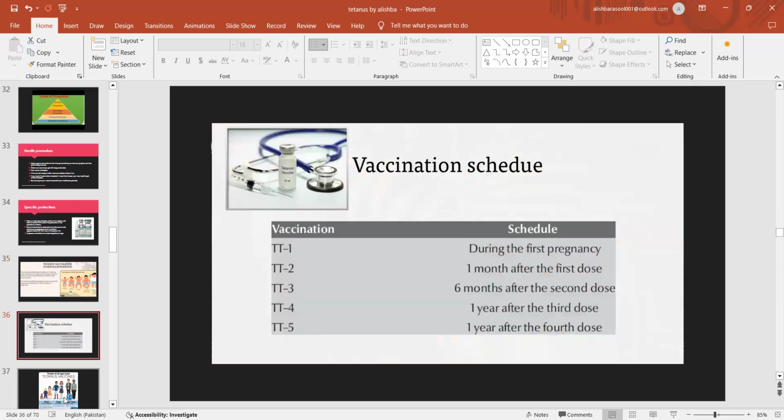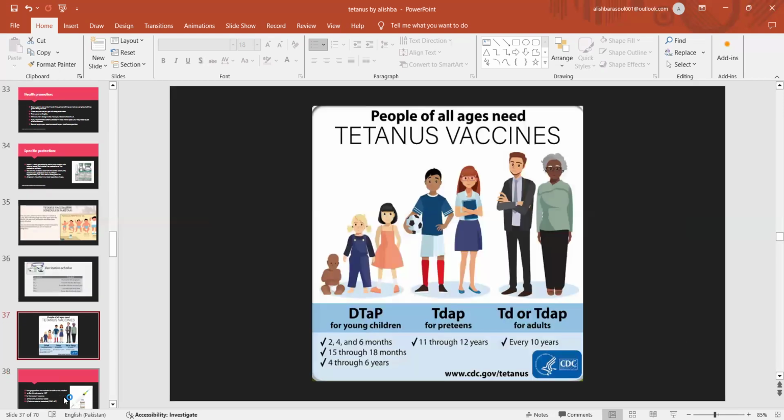Vaccination schedule for women in pregnancy: first dose during the first pregnancy, then the second dose 1 month after the first dose, third dose 6 months after the second dose, then the fourth dose after 1 year, and 1 year after the fourth dose, the fifth dose will be given. People of all ages need tetanus vaccine.